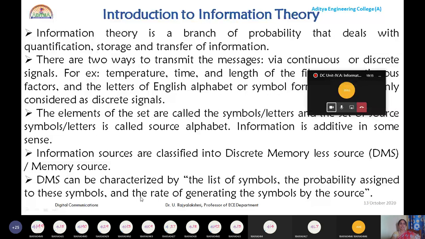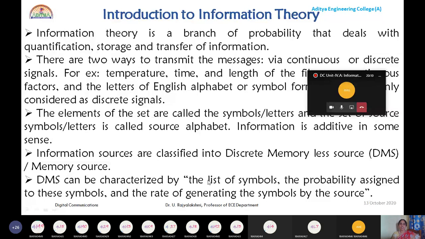So how can you characterize the DMS? You should know the list of symbols, that is, how many symbols there are in a particular sequence. And what is the probability of a particular symbol, that the upcoming symbol is S1 only? You should know the probability assigned to these symbols. Until and unless you know the next upcoming symbol, you cannot reconstruct our information. And the third factor is the rate of generating the symbols by the source, that is nothing but the symbol rate, the number of symbols transmitted per second. So these three factors characterize our discrete memoryless source.